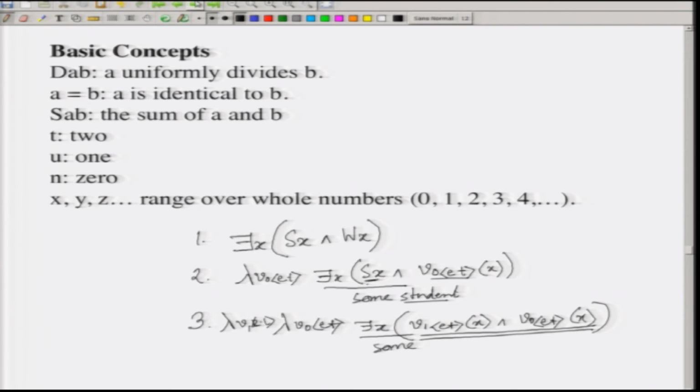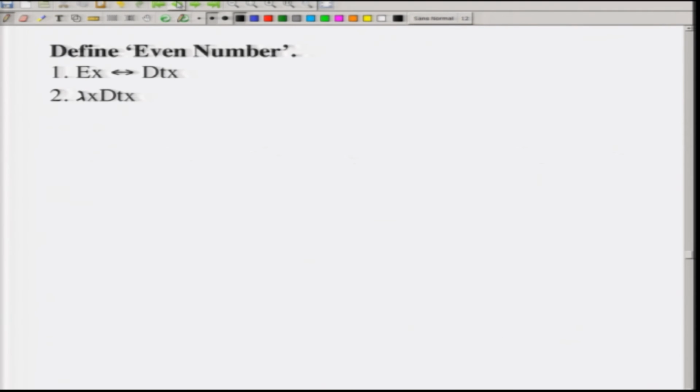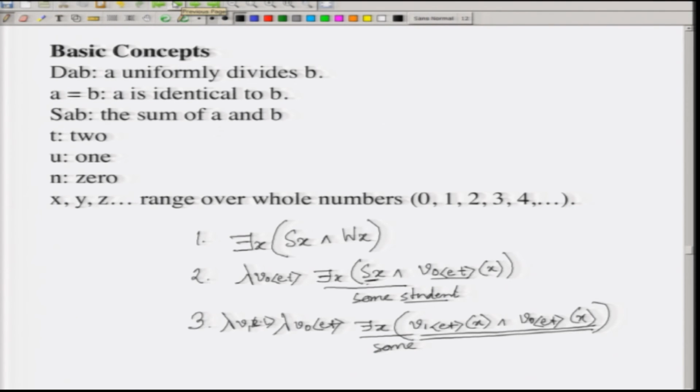Now we can see what lambda expressions can do. As we said, we will see the power of lambda expressions in many different ways. For example, with very basic ideas, absolutely basic ideas, we can come up with complicated definitions. For example, what are basic concepts? Very simple mathematics. D A B: A uniformly divides B.